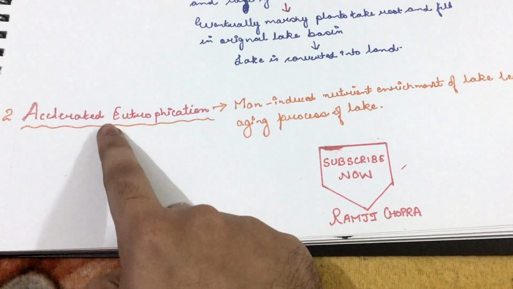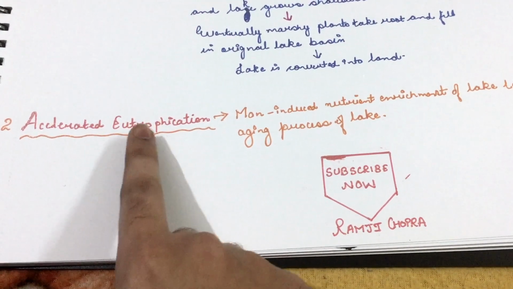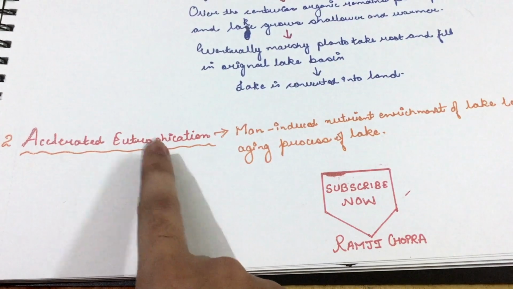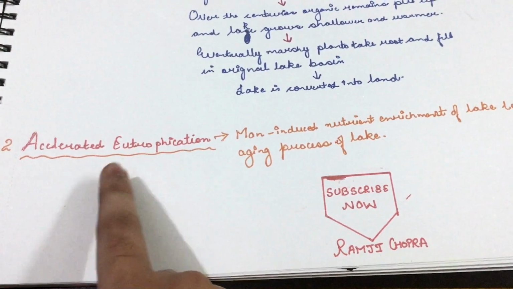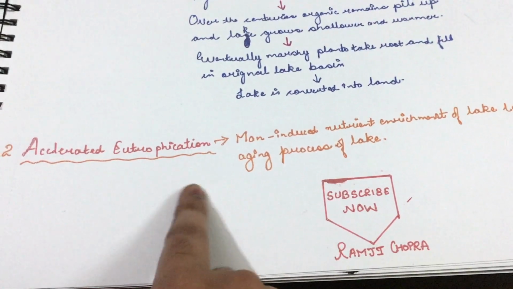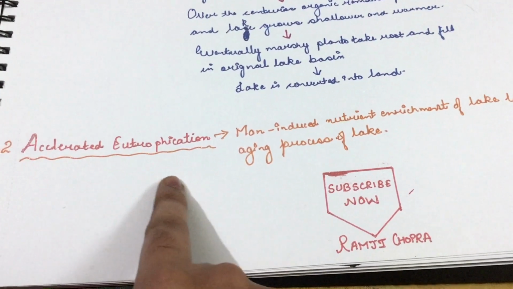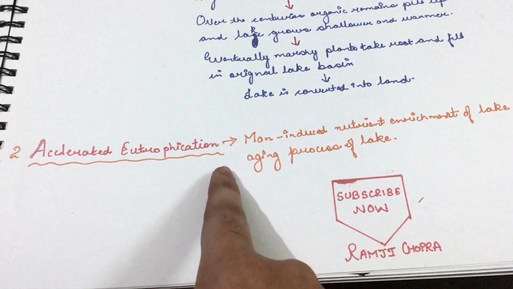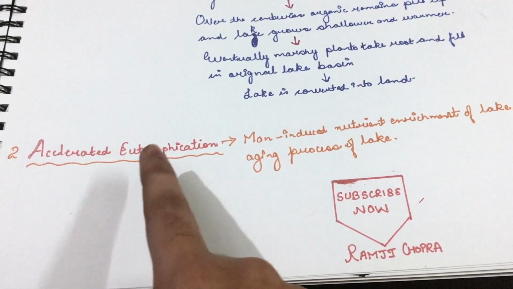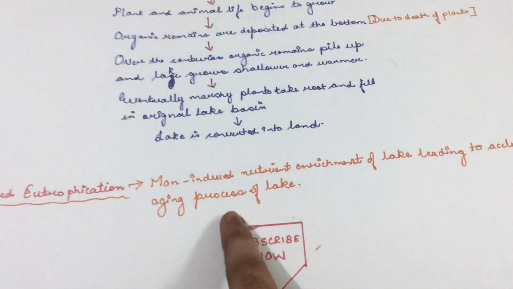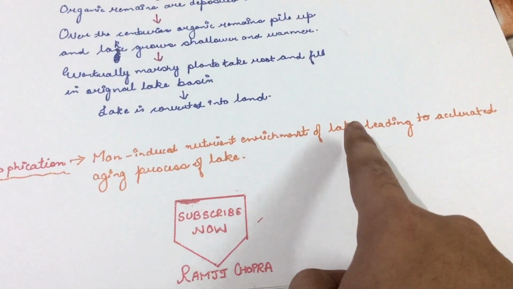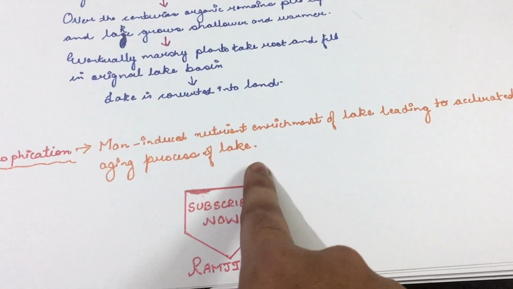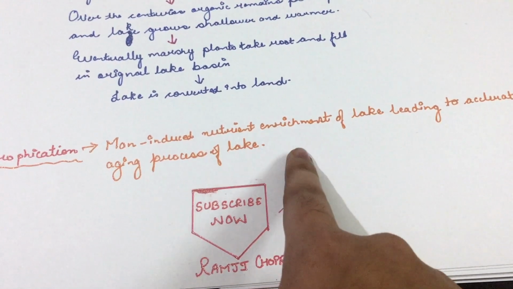One must remember that eutrophication is a natural process, but it can be accelerated by man by pouring sewage or nutrients from the industries into the lake. This will accelerate the process of eutrophication. This is called accelerated eutrophication. So, man-induced nutrient enrichment of a lake leading to accelerated aging process of the lake is called accelerated eutrophication.